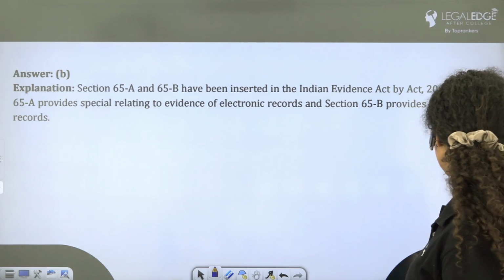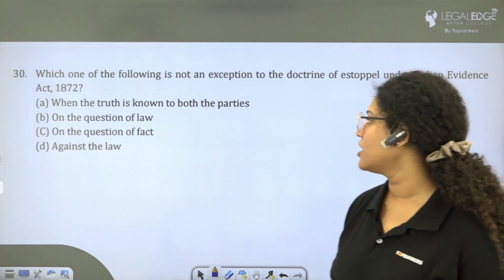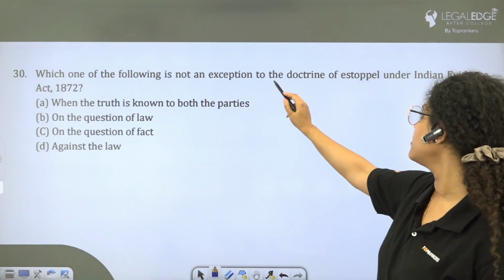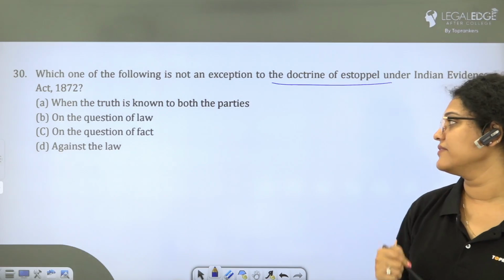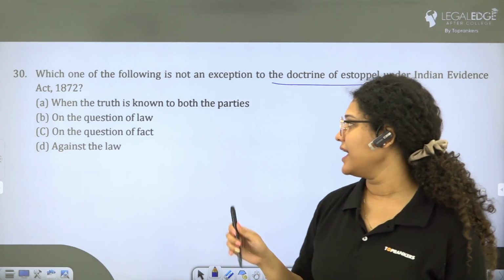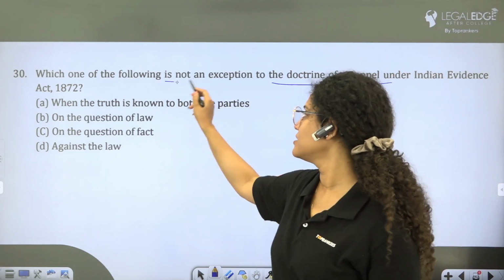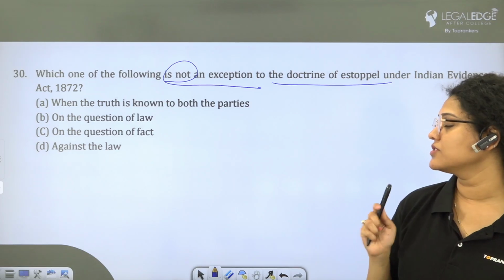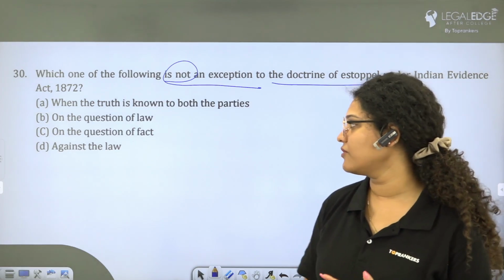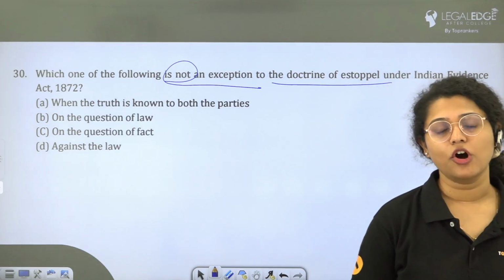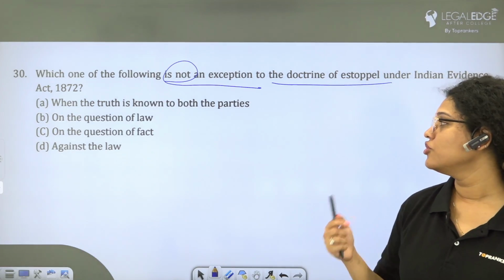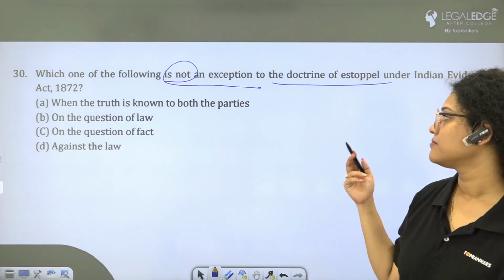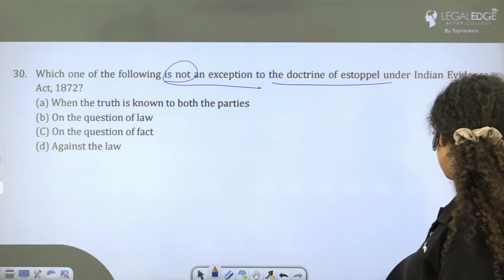All right. Moving to another question: which one of the following is not an exception to the doctrine of estoppel under Indian Evidence Act 1872? A, when the truth is known to both the parties; B, on the question of law; C, on the question of fact; D, against the law. Which of these is not an exception? On the question of... what is an exception here?